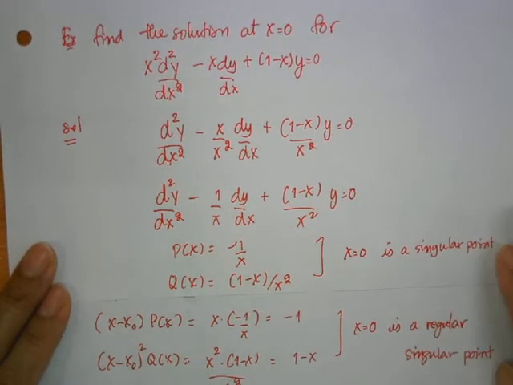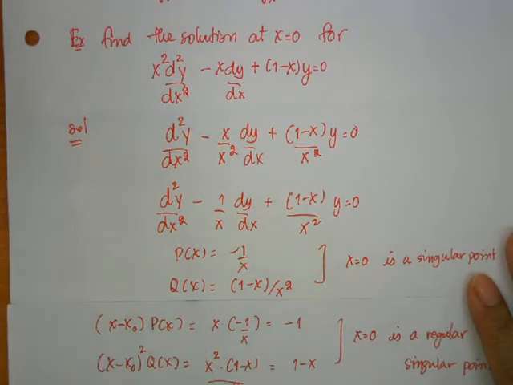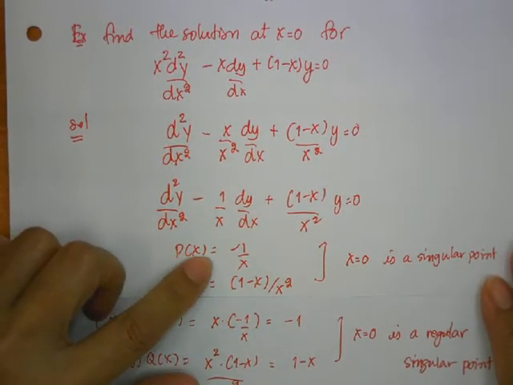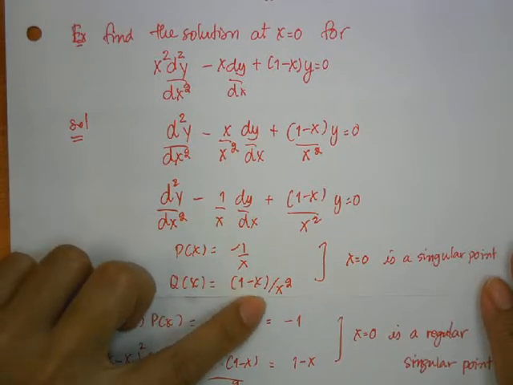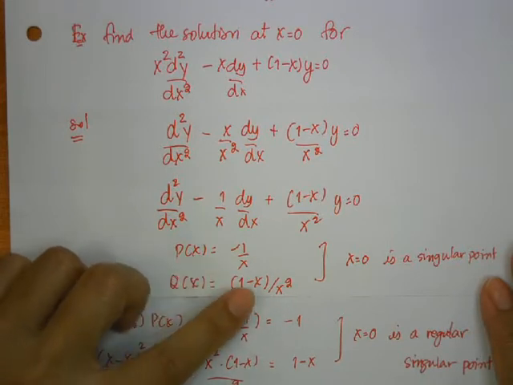Okay. The next example, the problem statement asks you to find the solution of this differential equation while x equals 0. So the first thing we have to do is define whether x equal to 0 is an ordinary or singular point by finding p(x) and q(x). From that we know that p(x) is equal to minus 1 over x and q(x) is equal to (1 minus x) divided by x squared.